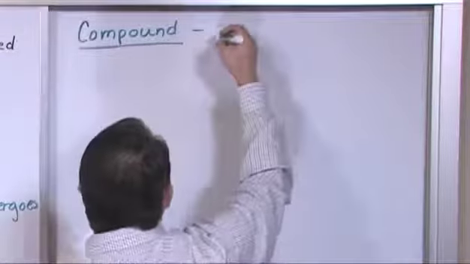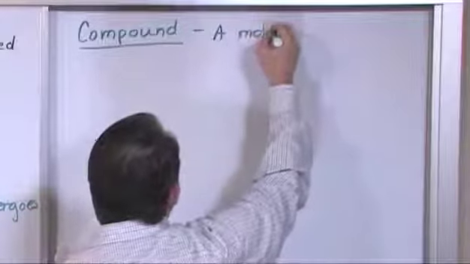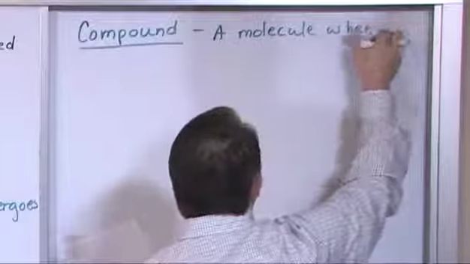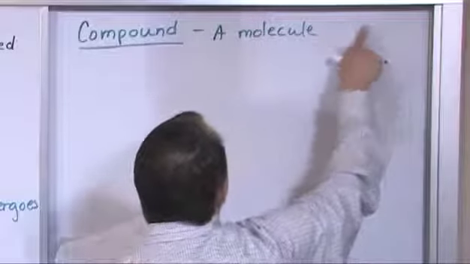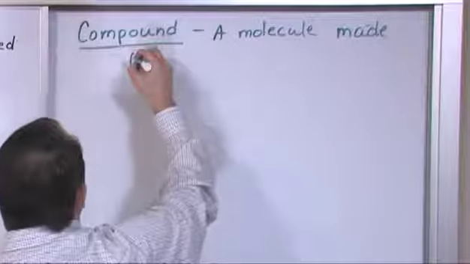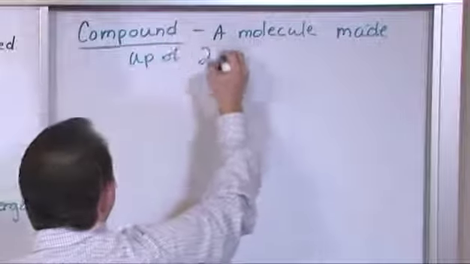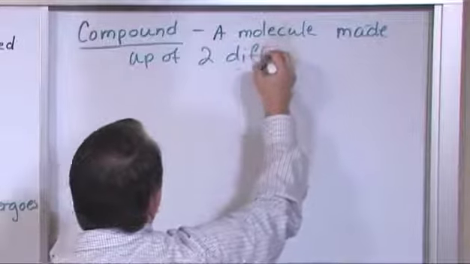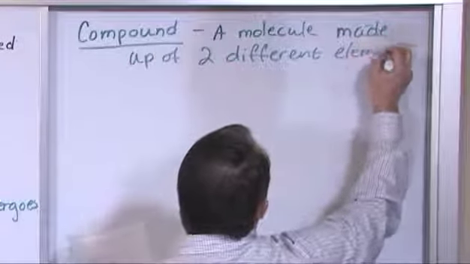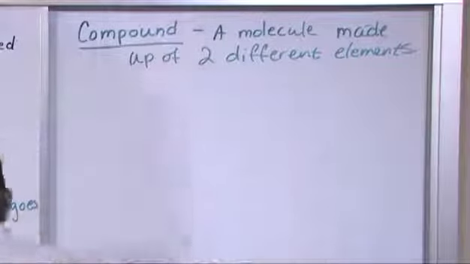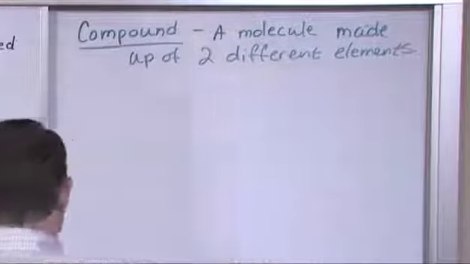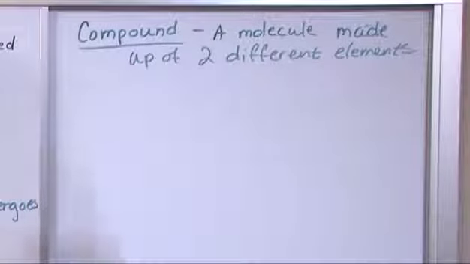A compound is a molecule, it's a type of molecule, in other words, where, let me put it like this: it's a molecule made up of two different elements. So honestly, it's really just a definition. And once you learn this, you probably never have to use this again. But let's talk about a couple of examples.